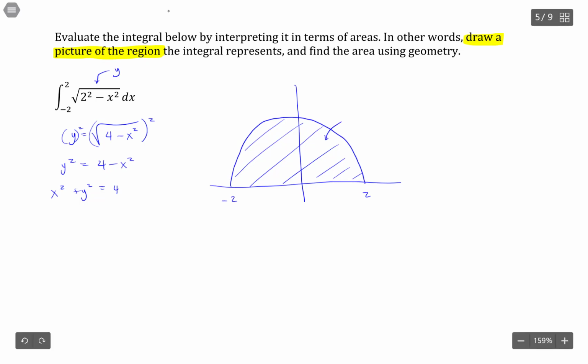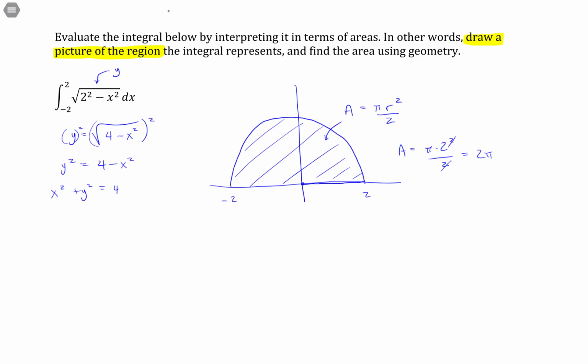Well, let's think about this. How do we go about finding the area? Well, area of a circle is pi r squared. So pi times the square of the radius. But we're only looking at the top half of the circle, so then we would divide by 2. The radius in this case happens to be 2, because the radius is from here to here. So this would be pi times 2 squared divided by 2. One of these 2's would cancel that, and we're left with 2 pi. So that's the area of this region.